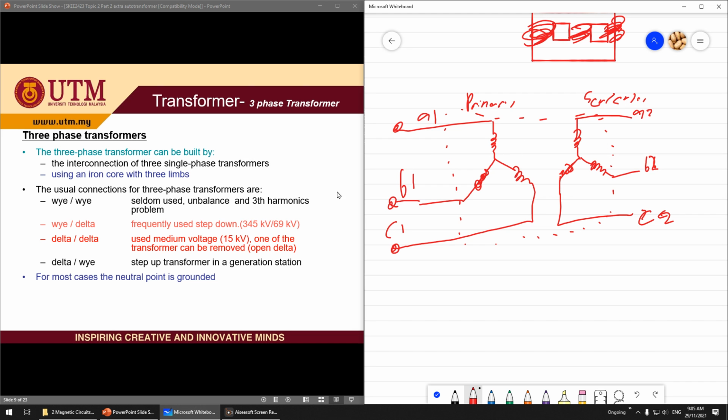You can see here different connections have different applications. So I give you another example, Y-delta. It is something like this: A1, B1 and C1, this is the Y connection, and then you have a delta connection.